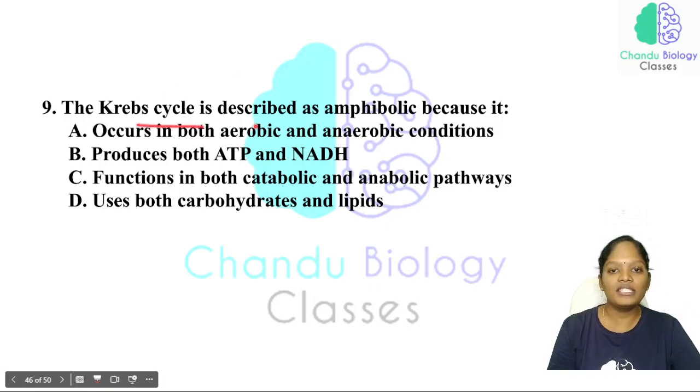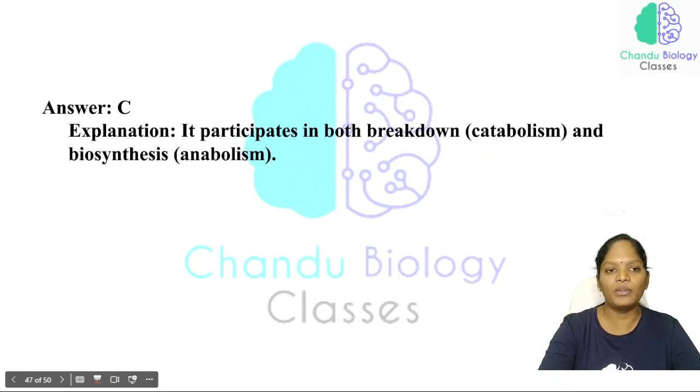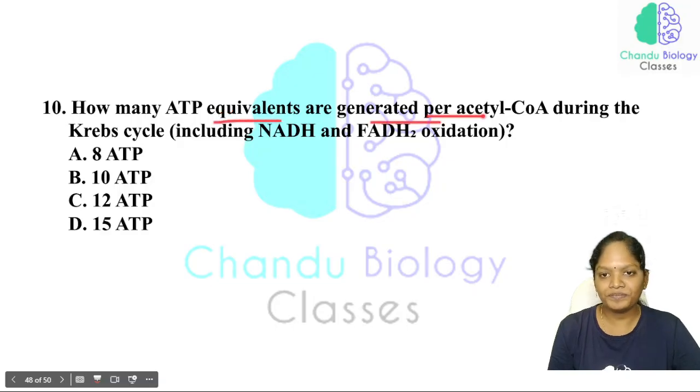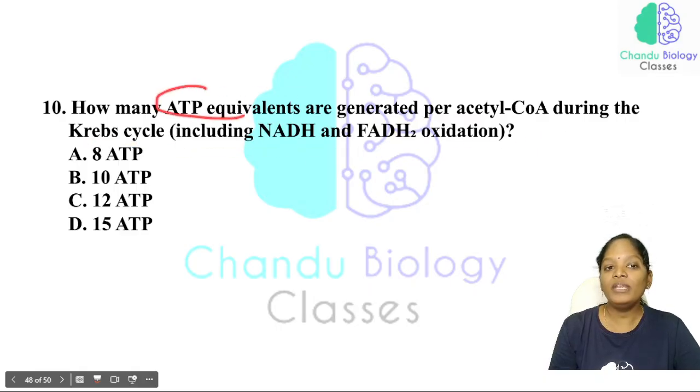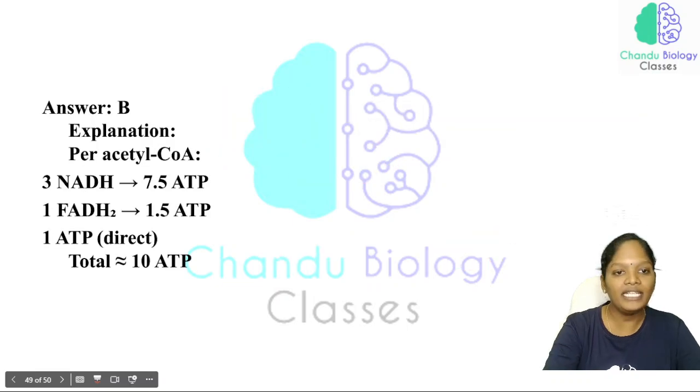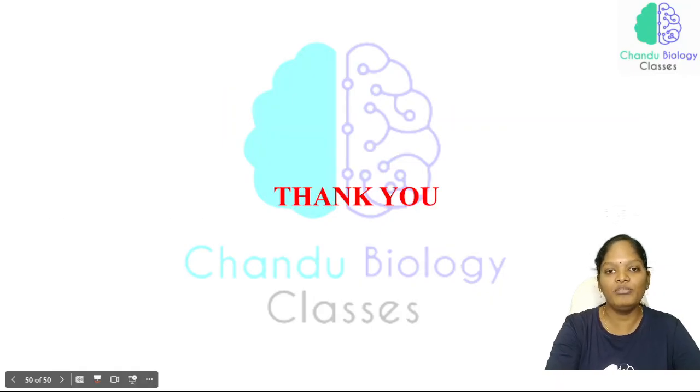The Krebs cycle is described as amphibolic. Why is it called amphibolic? Because it is involved in both catabolic and anabolic pathways. Now, how many ATP equivalents are generated per acetyl CoA during the Krebs cycle? Here they are not asking how many ATP molecules, but ATP equivalents per acetyl CoA including NADH and FADH2. So totally 10 ATP will be produced. We discussed this calculation in a previous slide itself.